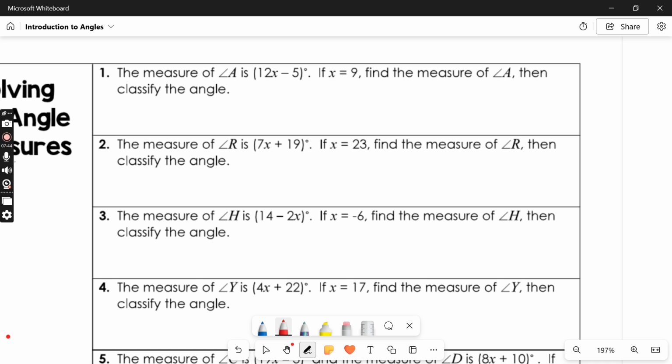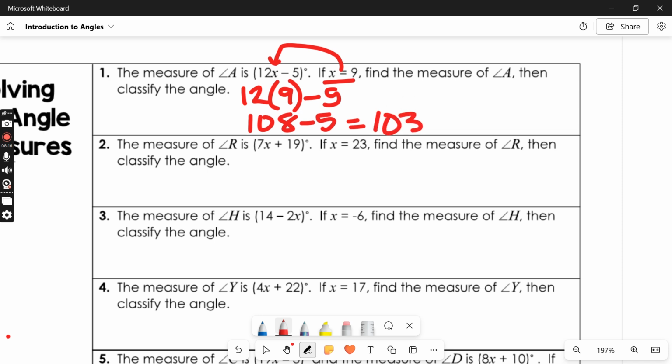So this says the measure of angle A is 12x minus 5. If x is 9, find the measure of angle A and then classify it. What we're going to do is plug this into this x. So we're going to say 12 times, instead of x, we're going to put a 9, minus 5. Okay, 12 times 9 is 108, minus 5, which is 103. So we'll say the measure of angle A is 103.